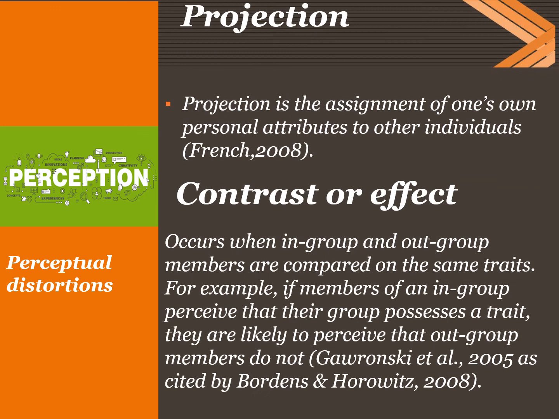Here, projection. When you say projection, it is the assignment of one's own personal attributes to other individuals. Contrast effect occurs when in-group and out-group members are compared on the same traits. For example, if members of an in-group perceive that their group possesses a trait, they are likely to perceive that out-group members do not. So this is according to Gawronski et al. 2005, or cited by Burdens, Horowitz 2008.